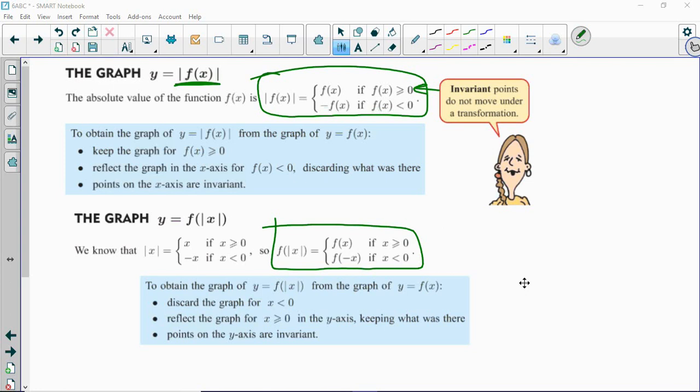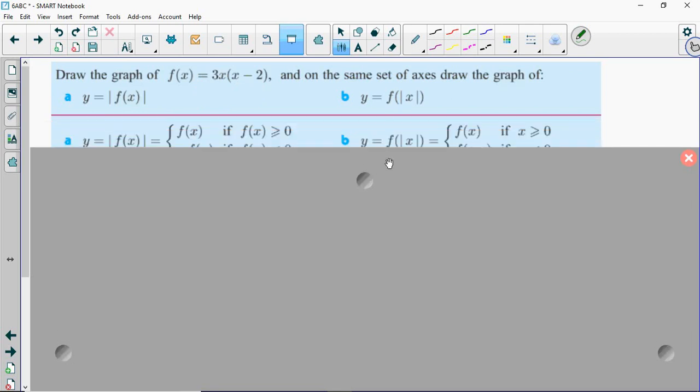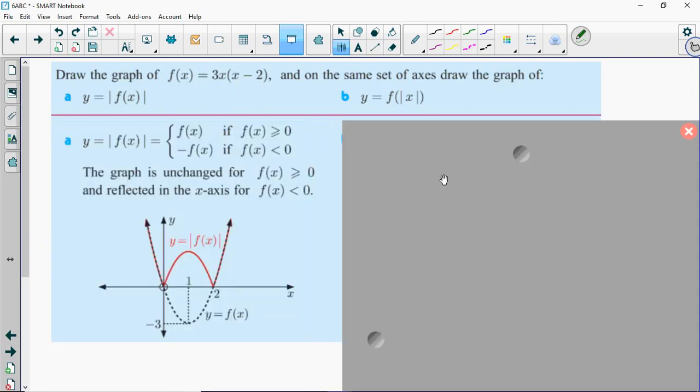This is similar to, but it is not the same as what we did with the absolute value of f of x. So let's see here. We have a quadratic function, and we're going to graph both the absolute value of it as well as f of the absolute value of x. So we start here with what I think is the easier one. You could see the original parabola here. And since we're taking the absolute value of y, essentially, absolute value of f of x, that means any negative y values are going to be reflected up. Okay, so this is what our graph is going to look like.